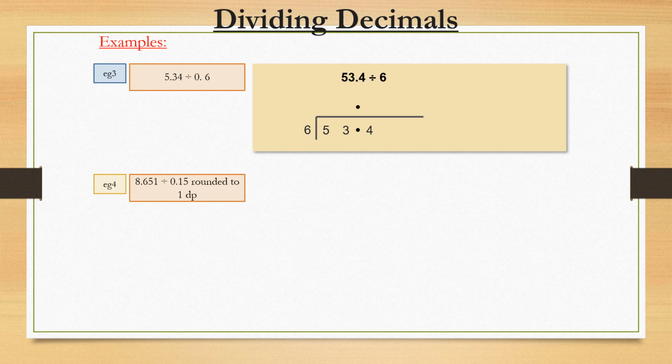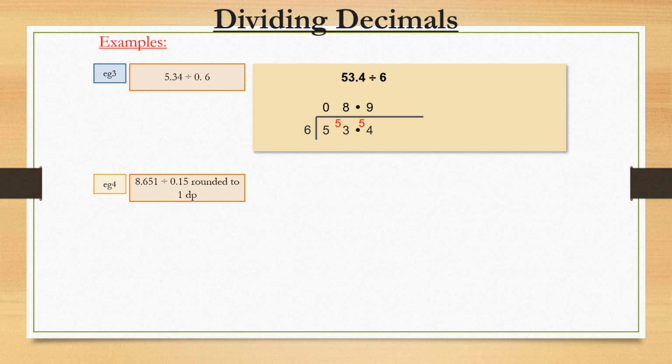You'll place the decimal point above, and then you'll start with 5. You can't divide it by 6, so you'll put 0. 5 is left, so 53 divided by 6 is 8, and then you continue as we said before.